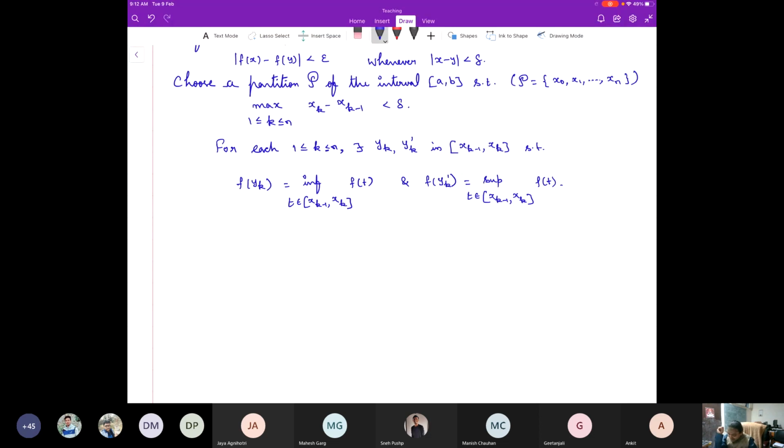Yeah, so how do we know that such points exist? Sir, because these subintervals are compact and f is a continuous function, so it will attain its bounds. Yes. So you have a continuous function and it's a closed and bounded interval. Therefore, it attains the maximum and minimum. The infimum and supremum are actually attained. So such points exist, because f is continuous.